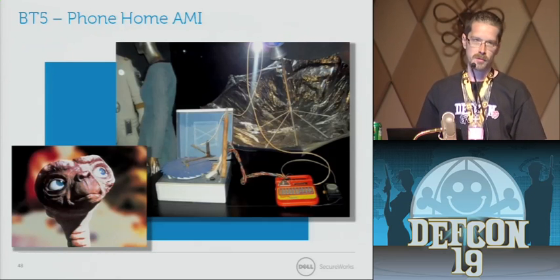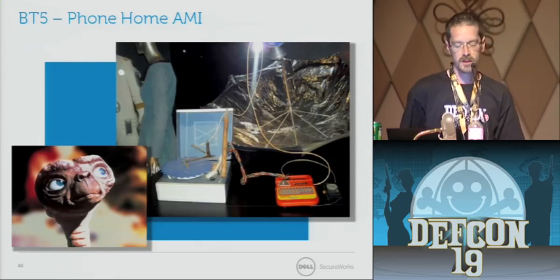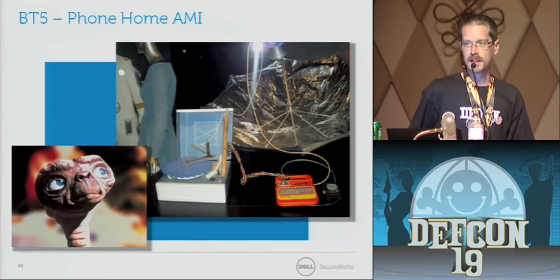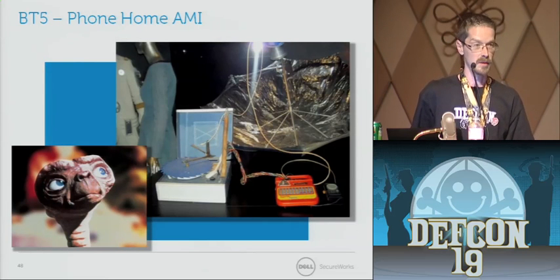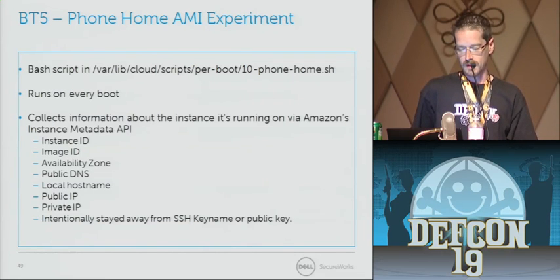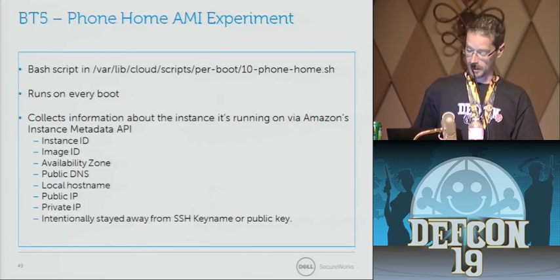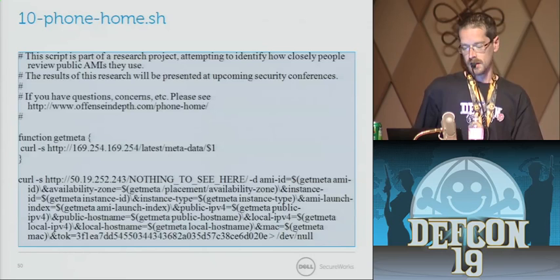There was a phone home script in it. Now, this wasn't a true backdoor. It wasn't anything that I could log into. I couldn't execute code in the boxes. But it did report some data back to me when it was launched. Here's the script. So there was a script that was part of the startup, which collected some metadata from the EC2 metadata API and sent it back to me.